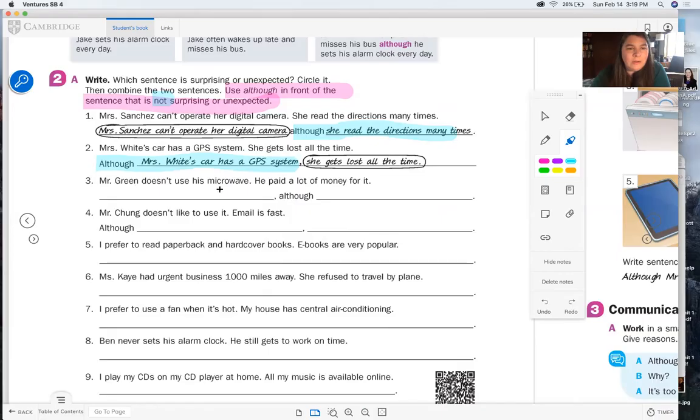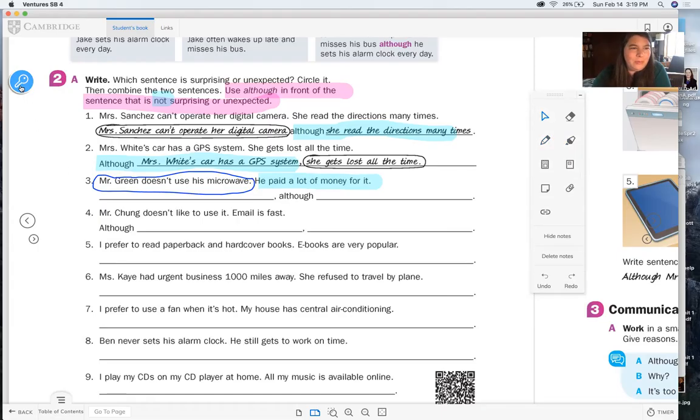Mr. Green doesn't use his microwave. He paid a lot of money for it. So what's the part that's not surprising? I think you pay a lot of money for a microwave, right? You want a good one. What's surprising, I think, is that he doesn't use it. He paid for it, but he doesn't use it, which is surprising.